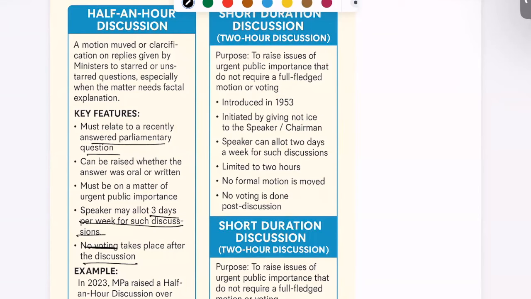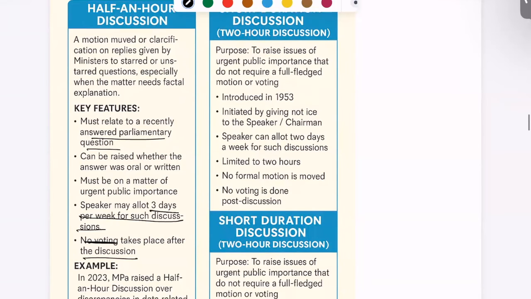Half-hour discussion. The Speaker said something, so one minister spoke something. I said no, I want more clarification. So what will I do? I will move a half-hour discussion. It can be in written form or oral form. It must be of public importance, and I can ask only on the question on which he gave the answer. Is it clear? How many days? 3 days. There will be no voting.